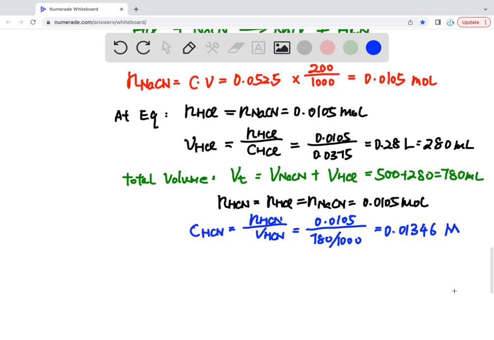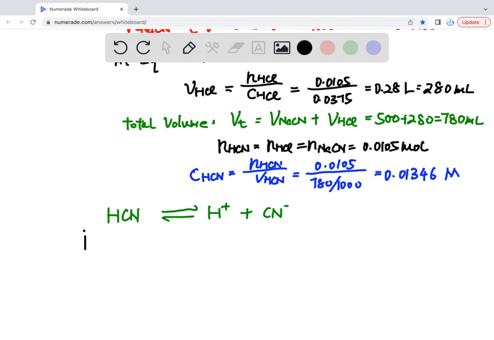So now all the protons come from the HCN. So now we can treat the problem as: what is the pH of this HCN solution? That means the HCN would dissociate into protons and CN minus. From here, we can make an ICE table. So initially, you have 0.01346 molar of the HCN. You don't have any protons and CN minus.